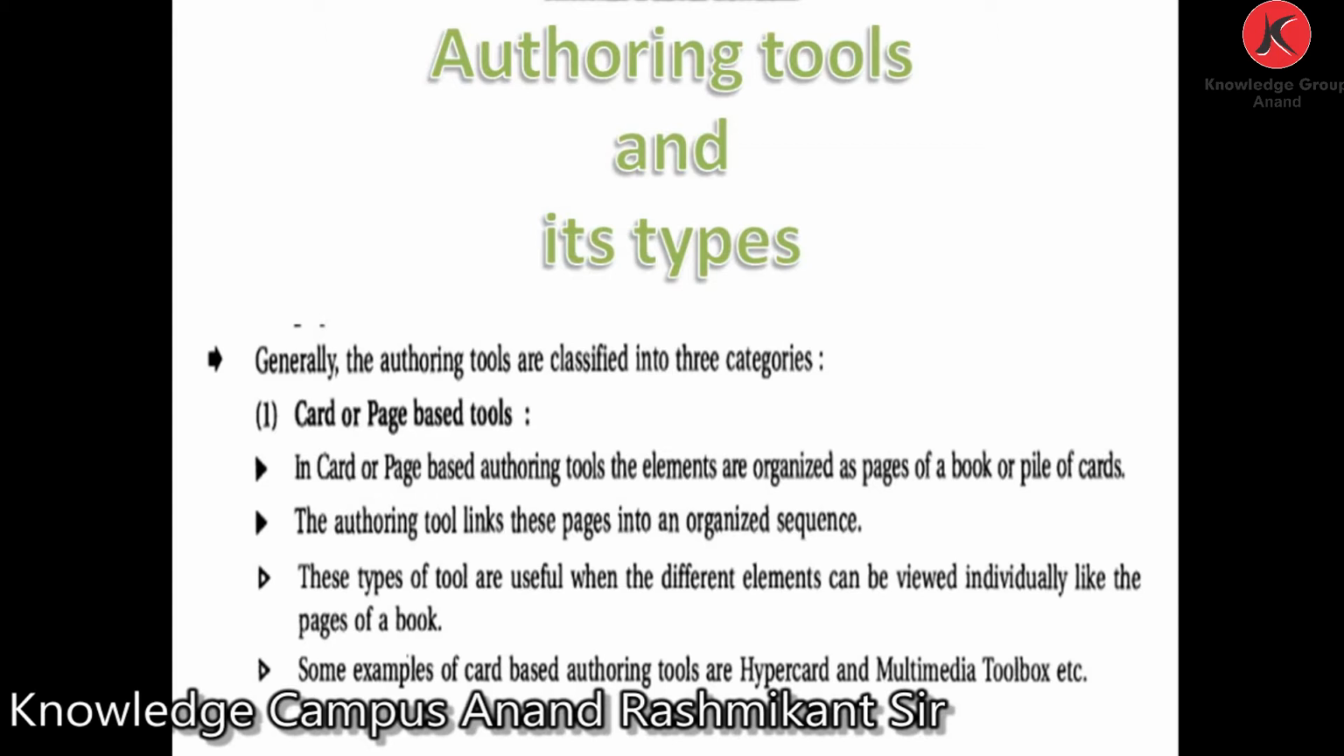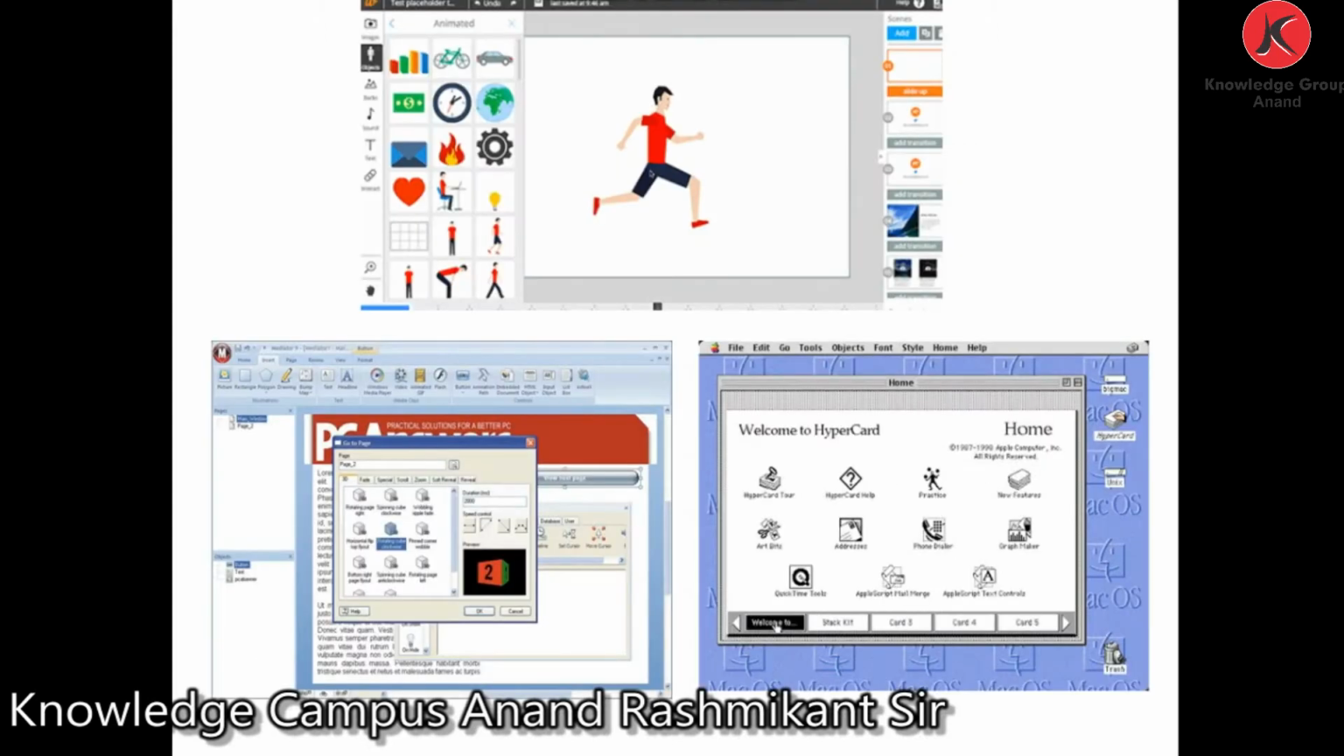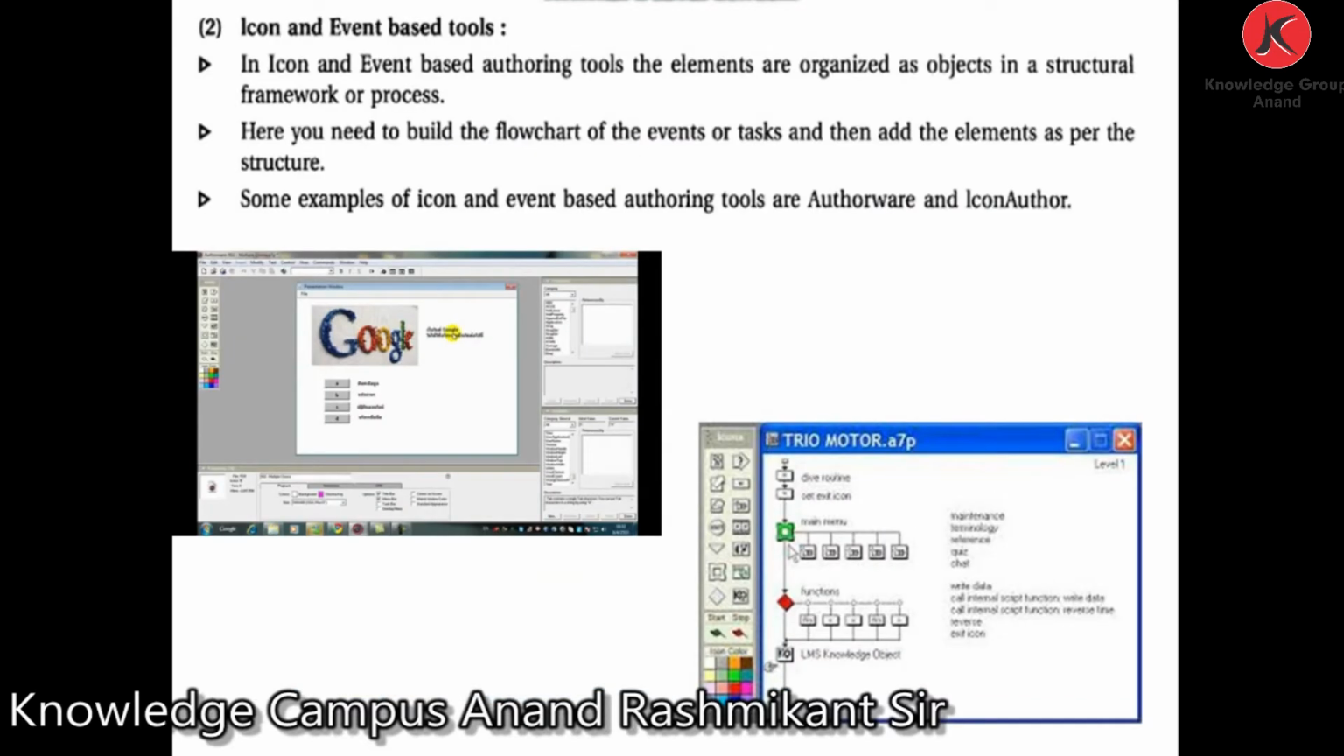In card or page based authoring tools, the elements are organized as pages of a book or a pile of cards. So the authoring tools link these pages into an organized sequence. These types of tools are useful when the different elements can be viewed individually, like the pages of a book. Some examples of card or page based authoring tools are HyperCard and Multimedia Toolbox.